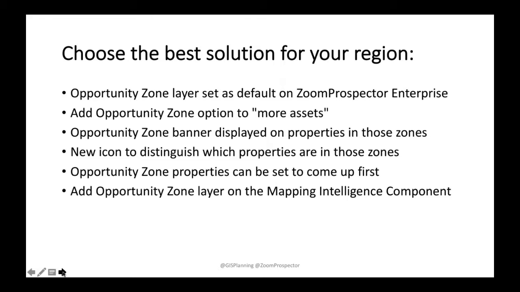So Stevie is going to show you what these look like, but just very briefly, I want to offer you an overview of the different ways that you can actually do this. First of all, if you are an existing Zoom Prospector Enterprise Full Edition client, we have opportunity zone layers. We've got the data ready to go. We can put that as a layer set on default on your Zoom Prospector Enterprise online web tool. We can add opportunity zones as an option to the more assets filter, so anyone who's doing searches can choose to look specifically in opportunity zones.